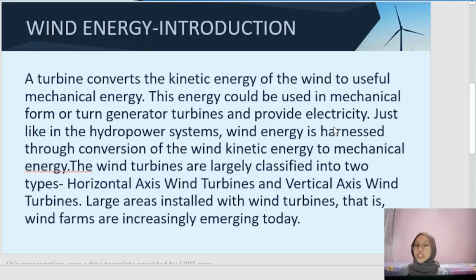Just like in hydropower systems, wind energy is harnessed through the conversion of the wind's kinetic energy to mechanical energy. Wind turbines are largely classified into two types: horizontal axis wind turbines and vertical axis wind turbines. Large areas installed with wind turbines, that is, wind farms, are increasingly emerging today.